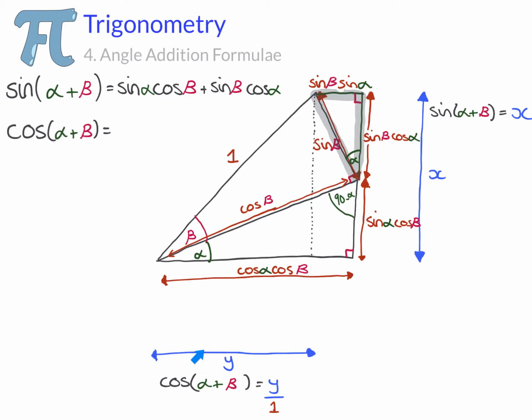This side here can be thought of as this whole length, which we calculated to be cos alpha cos beta, take away the extra bit on the end, which is sine alpha sine beta. Therefore, cos of alpha plus beta is equal to cos alpha cos beta minus sine alpha sine beta.